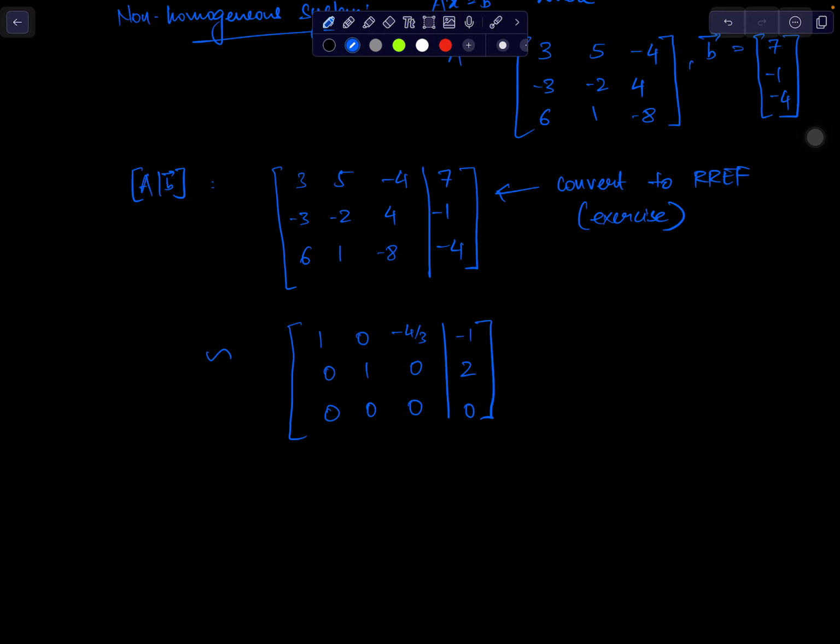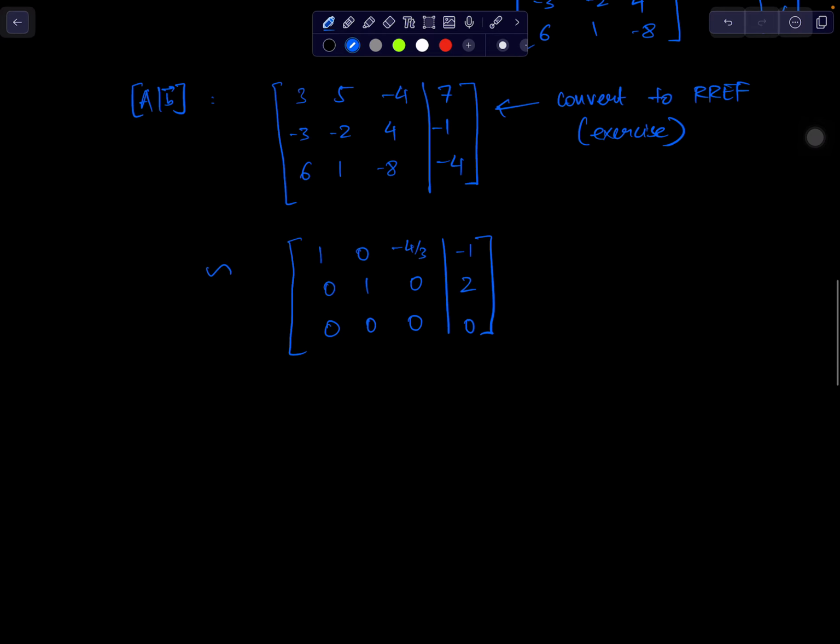So what does this tell you? Well, again, if you closely observe, we end up with a row of all zeros, which basically means that you have a situation where x3 is a free variable, right? And now let's write the other things.